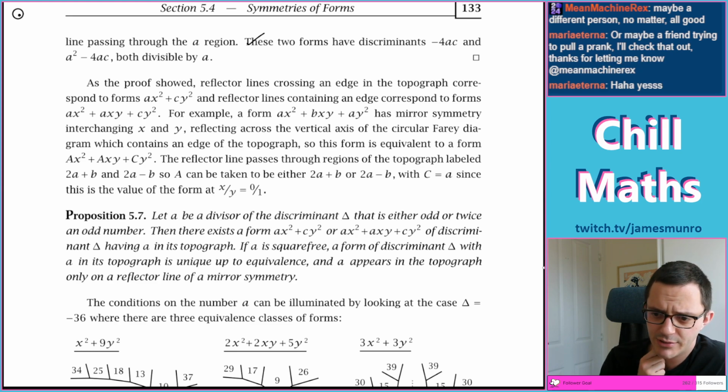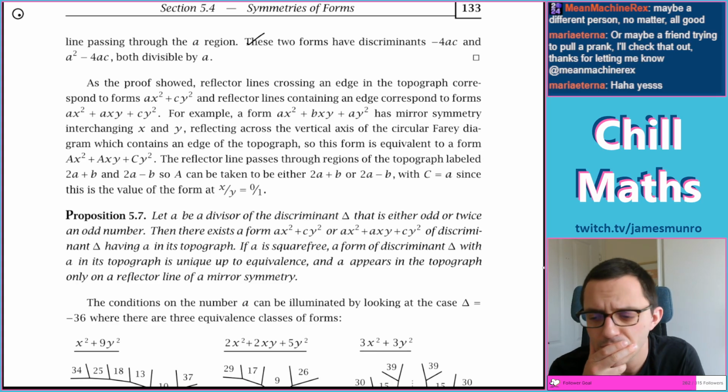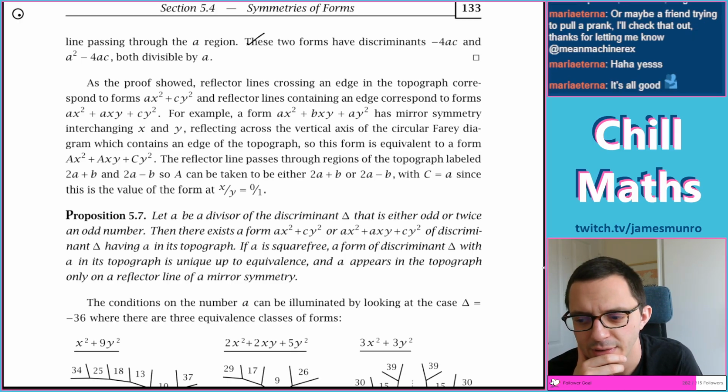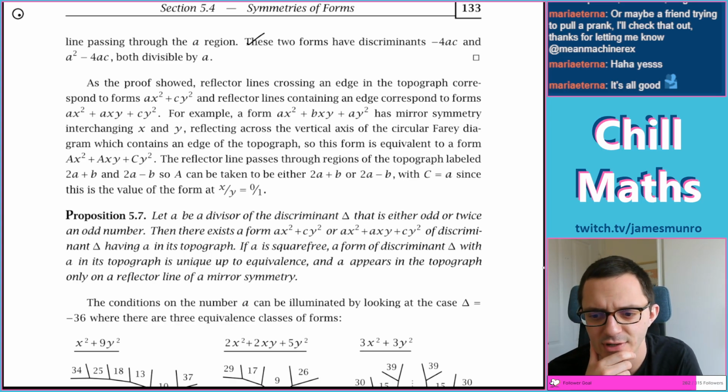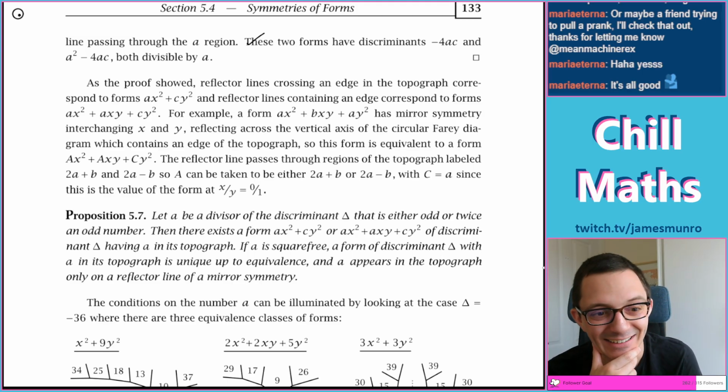And then mirror symmetry, right? Oh no, okay. And then further, if A is square free, a form of discriminant delta with A in its topograph is unique up to equivalence. Oh my goodness. A appears in the topograph only on the reflector line of a mirror symmetry. Wow. Okay, it's got a bit of number theory, hasn't it? Things have started being square free and odd or twice an odd number. Crikey. Okay, here we are.